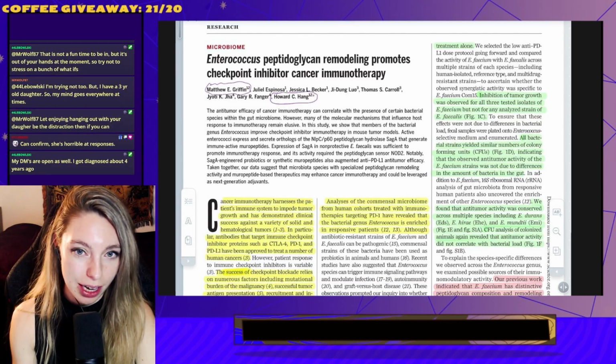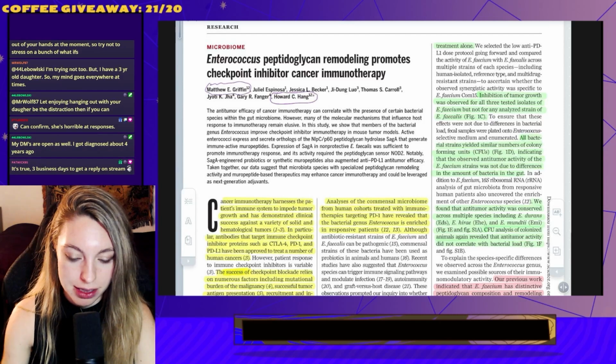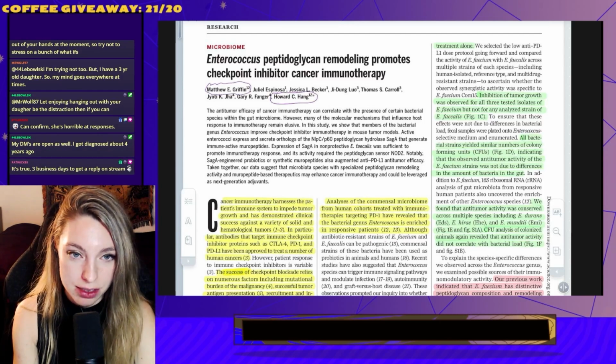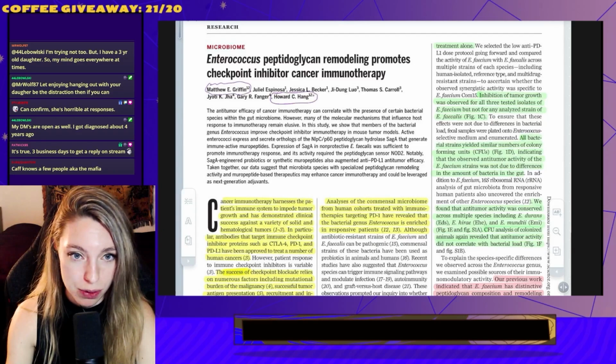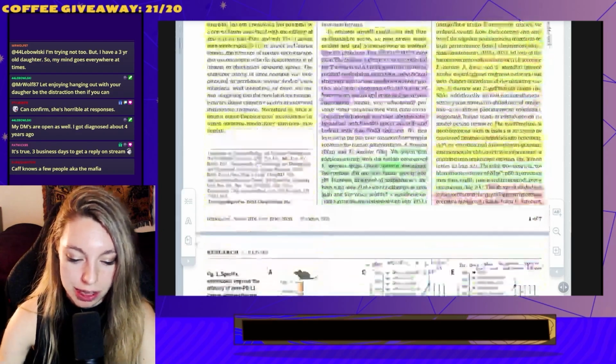The way I'm going to go through this paper is I'll read certain blocks of text, typically the ones that I've highlighted because those are the important bits of text. Then we're going to get into the figures.